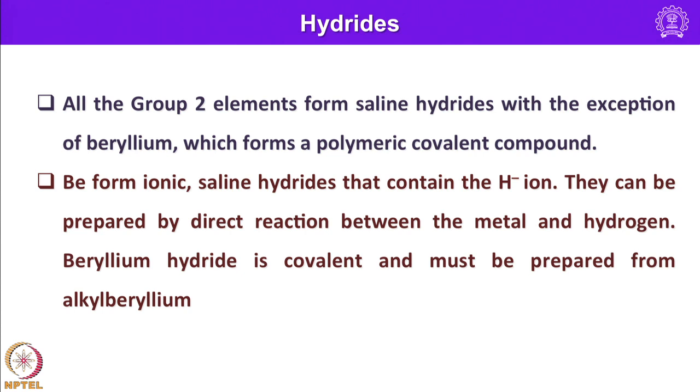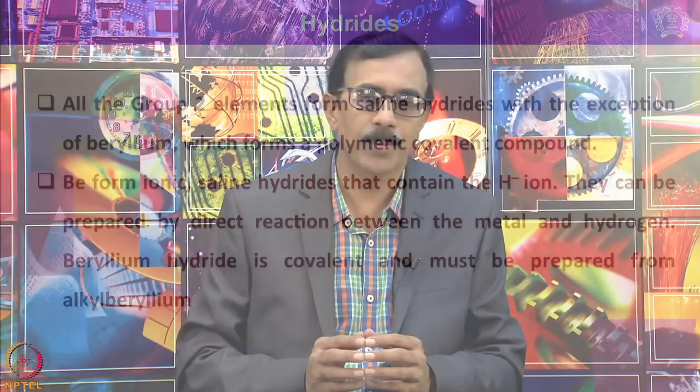They can be prepared by direct reaction between the metal and hydrogen. So, beryllium hydride is covalent and must be prepared from alkyl beryllium. Because of its covalent nature, it is very difficult to prepare starting from beryllium and hydrogen gas. In fact, it can be conveniently prepared in its purest form starting from alkyl beryllium. That method I will show you later. For example, the stable beryllium hydride can be prepared by pyrolysis of bis tertiobutyl beryllium, and I will tell you later how to make that one.